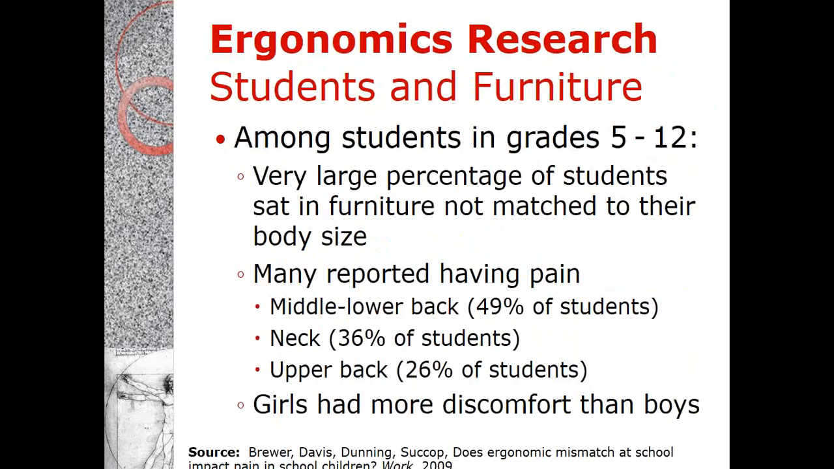within equipment and furniture designs. If you go a little more specifically, some of the research has looked at furniture for students in classrooms. Some studies looked at the sizes of students as they grow from elementary into high school, and found quite a large percentage of furniture that didn't match the sizes of the students sitting in it. As a result, in those cases there were pretty significant reports of low back pain, and pain in the upper back and the neck region as well. And in this particular study, girls reported more physical discomfort than boys.